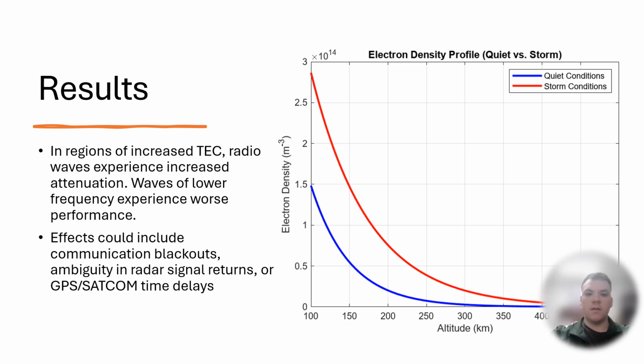Overall, our results have shown us that an increased total electron content will affect a radio wave's attenuation. Waves of a lower frequency are significantly worsened in their performance due to the total electron content. Effects could include communication blackouts, ambiguity of radar signal returns, or GPS SATCOM time delays depending on the form of attenuation and the content of the electron density.